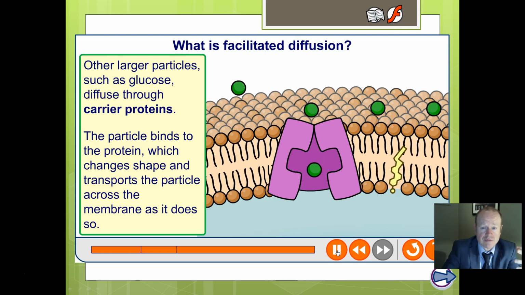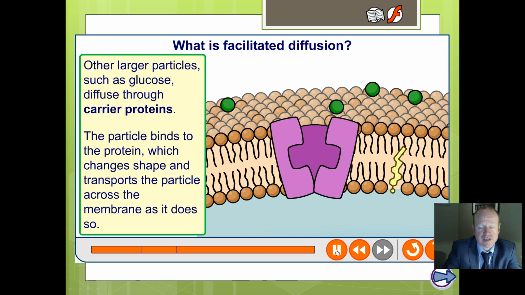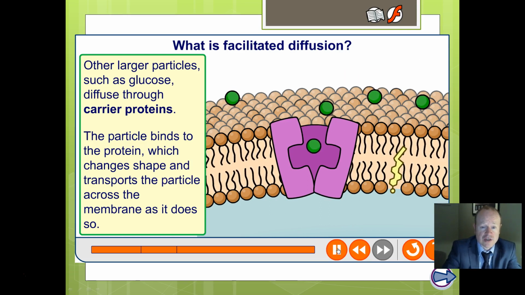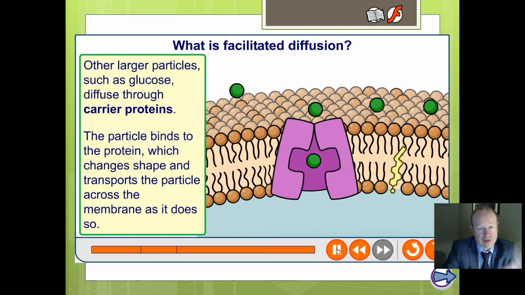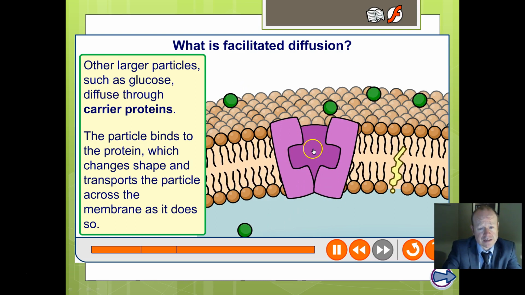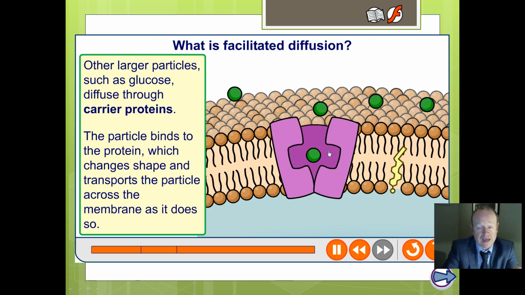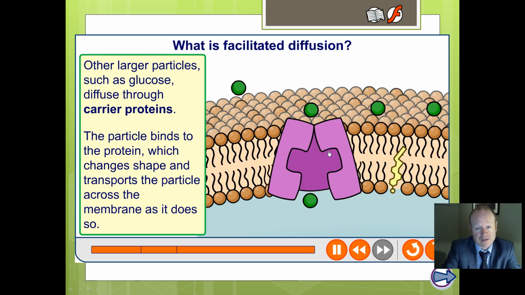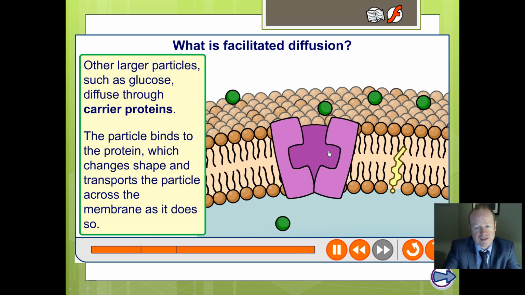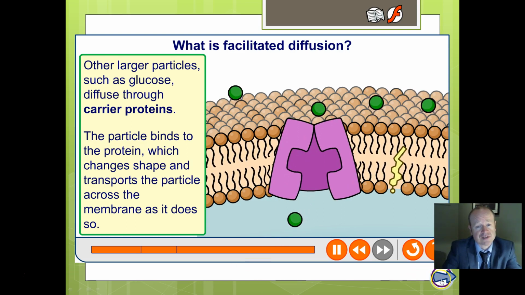As it changes shape, it can then move through the membrane, and that in turn triggers another shape change. So the shape change is being triggered by the presence of the molecule itself. As the particle or molecule binds to the protein, the protein changes shape. It makes it flex. It makes it release that molecule through the other surface, and then the shape changes again. So facilitated diffusion uses either carrier proteins or channel proteins.